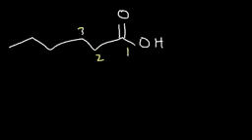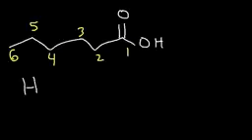Let's start with this one. So here we have a 6-carbon carboxylic acid. So the first thing you want to do is count the longest chain. So we have a total of 6 carbons. 6 carbons is associated with the name hexane, but instead of calling it hexane, it's going to be called hexanoic acid.